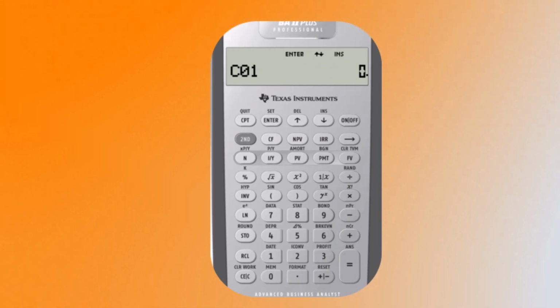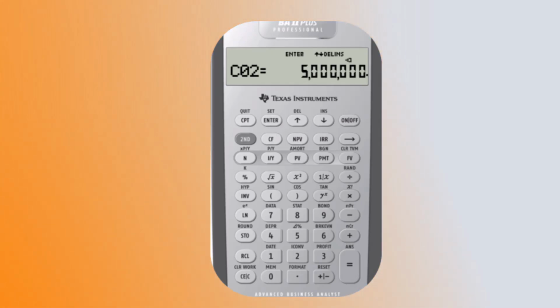We'll arrow down. You'll see C01. As it reads on the screen over here, we can see we're going to type 3 million and hit enter. We're going to arrow down 2 times, skipping over the frequency. We'll get to C02. That's the time of the cash flow, the cash flow received at the end of year 2. We'll go ahead and type 5 million and enter.